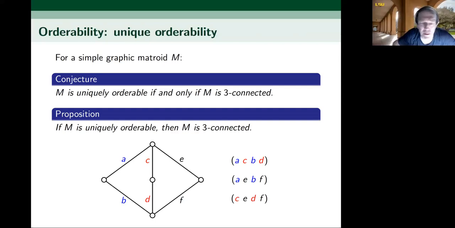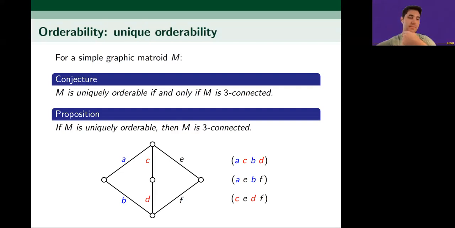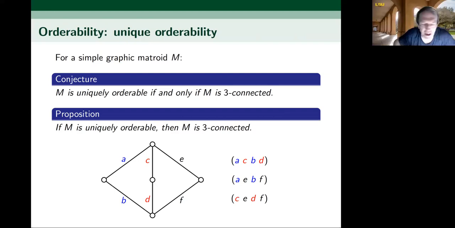Okay, Cameron, when you say if M is uniquely orderable, then M is 3 connected, I guess you can allow the thing to be disconnected, right? Oh, yeah. I'm sorry. I should have said that everything here, I'm always assuming that you're connected, because if you're not, you just restrict to connected components. Yeah. Okay. Thanks.